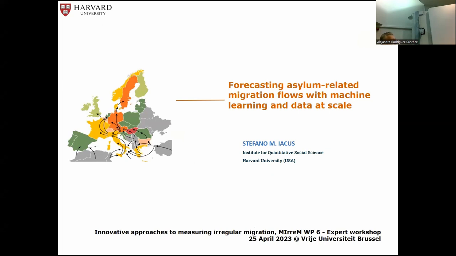Today I'm presenting a work which is not really the last thing I'm working on, but this is something I'm interested in, and it's about forecasting asylum-related migration flows using machine learning and data of different resolution and different scales. This is joint work with Marcello Caramia, who is also in the room, and Teddy Wilkin, formerly from the EASO agency, now the EUAA.